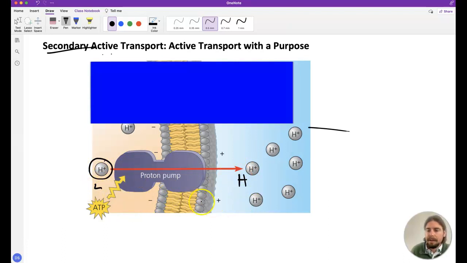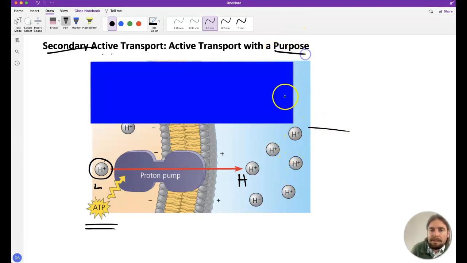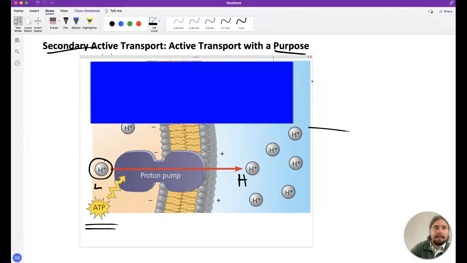Because we're moving from low to high concentration, we absolutely need the inclusion of energy, and in this case we are using ATP energy. Now, this is active transport with a purpose, meaning that because we've moved these hydrogens to the outside of the cell, they have a larger purpose and they're going to do something.